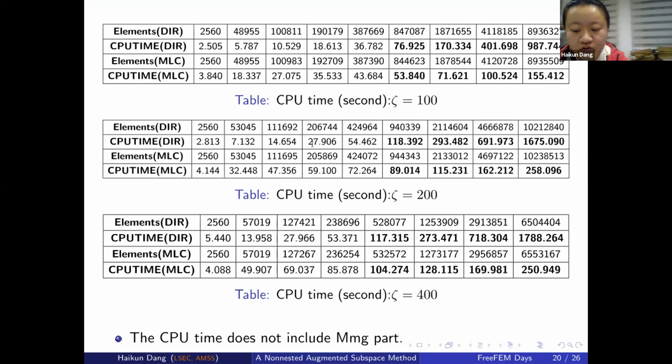Okay, and the following three tables list the CPU time comparison between the multi-level correction method and AFEM. We can see that if the size of the problem is large enough, our method has great advantages. It's necessary to mention that the CPU time shown here does not include the MMG part, because MMG 3D is a serial mesh generator, so the time of this part is very large.